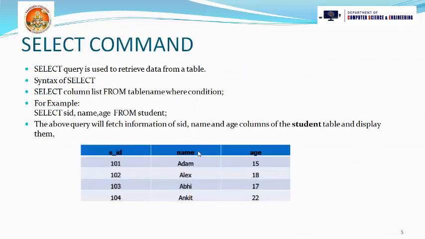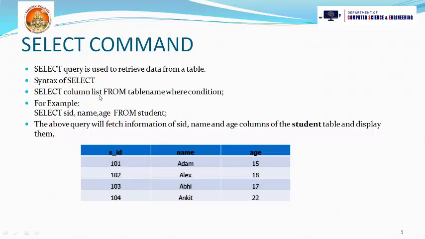Second command is select command. It is used to retrieve the information from the database or the table. And the syntax for select command is select column list from table name where condition. Here the column list specify the names of the columns that are to be displayed from the table. And the where clause with select command is used to retrieve only particular tuples.